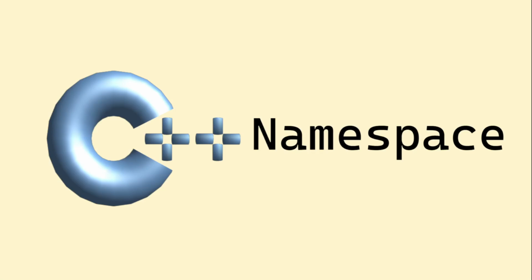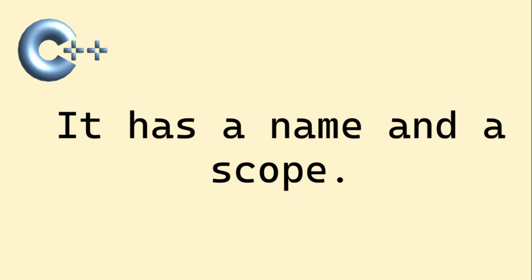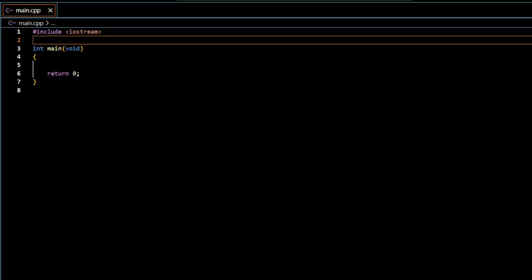C++ namespace. Namespace is a C++ tool which has a name and scope. I will be using this editor to explain it further. I have a main function and I use the stream library inclusion.